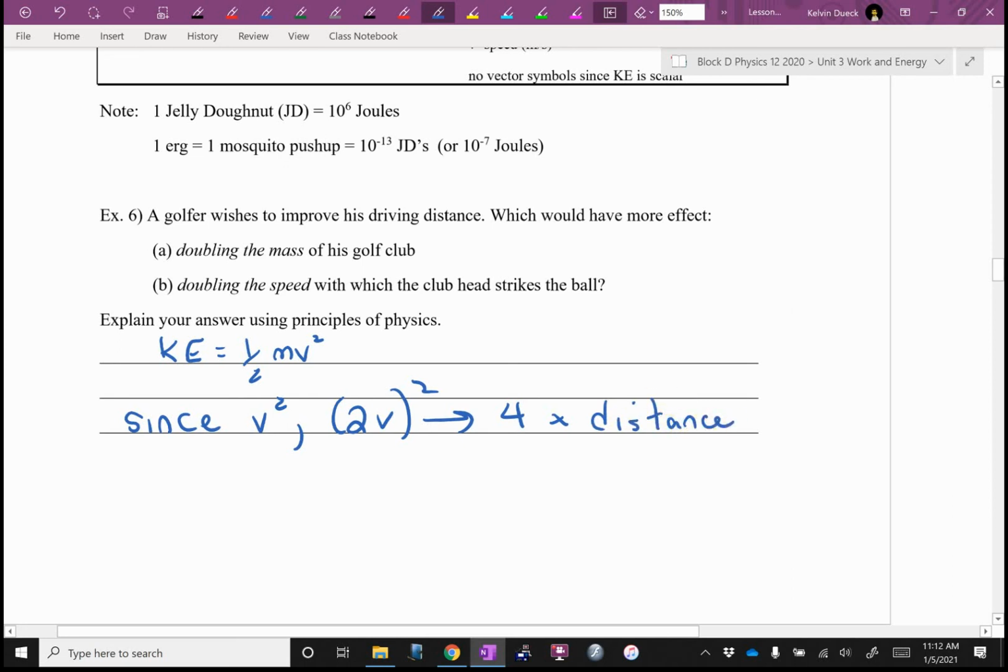And this is why, Noah, the trend over the last 15 years in most sports equipment has been that the equipment's getting lighter, which makes the m smaller, but it's so you can swing it faster, because you get way more back in the trade-off, since there's a squared on the v. Even if the m gets a bit smaller, if you can increase that v, because it's squared, you get way more bang for your buck. Okay? So definitely doubling the speed, 4 times the distance. Doubling the mass, only twice the distance.